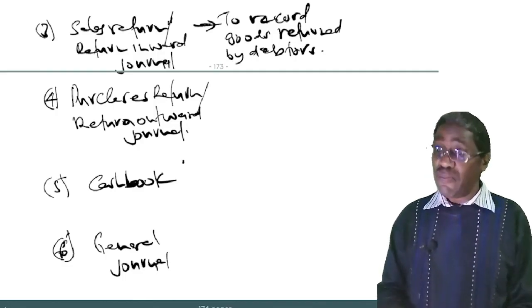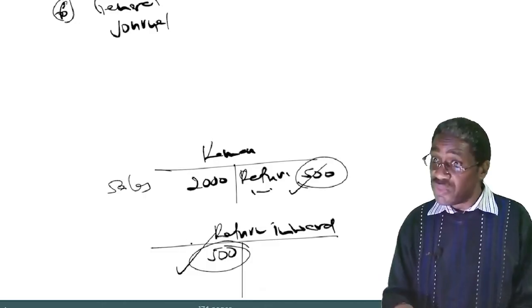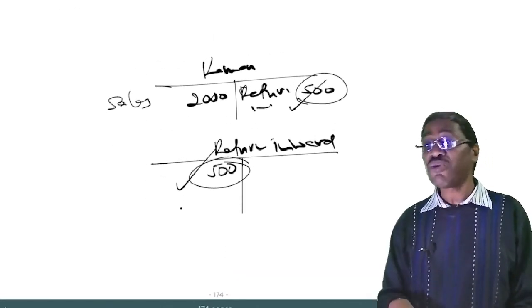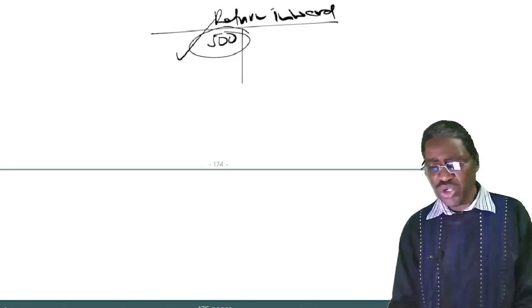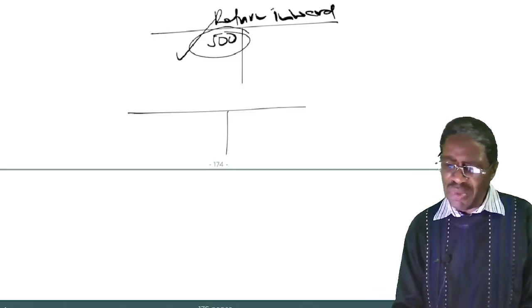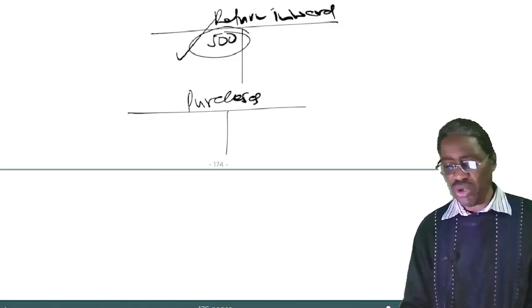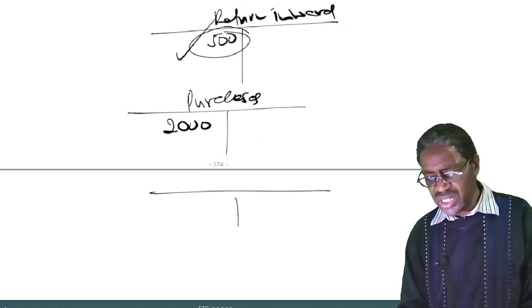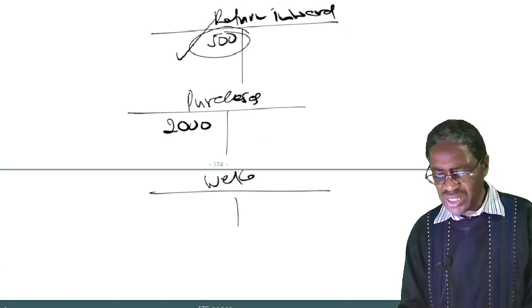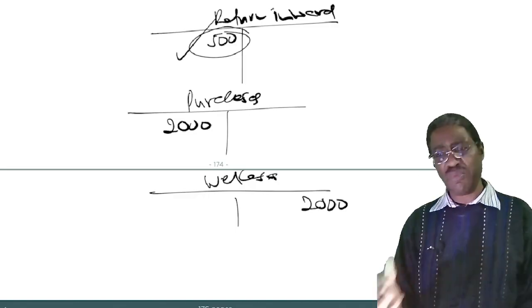Now, you are the businessman who bought the goods on credit. Let us assume you bought goods on credit from a creditor called Wekesa. When you purchase goods on credit, you normally debit purchases. Don't forget, we have already discussed the double entry. You normally debit purchases, let's say 2,000, and you credit the creditor. Our creditor is called Wekesa. You come and credit. That's the double entry.